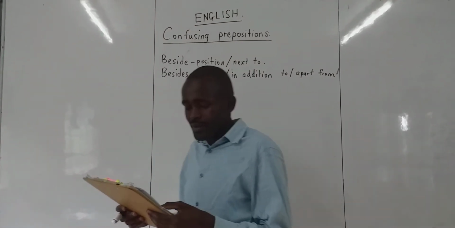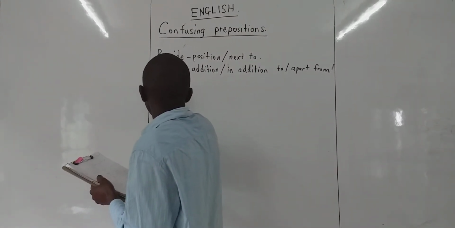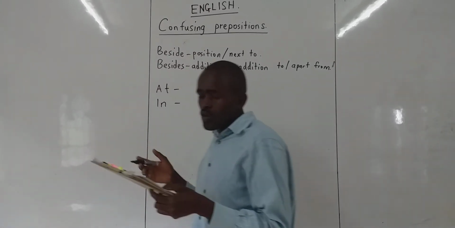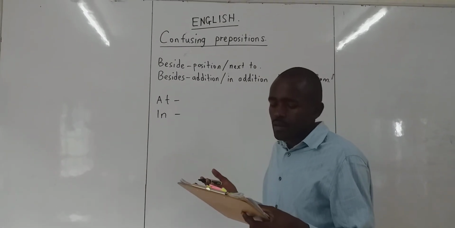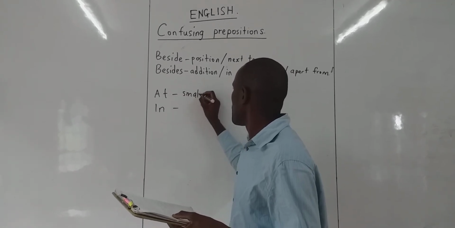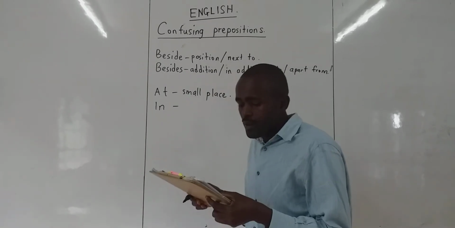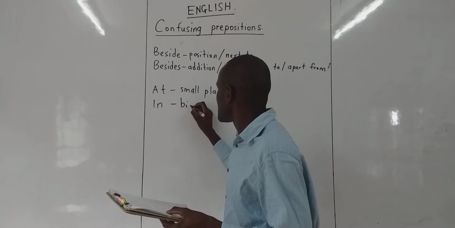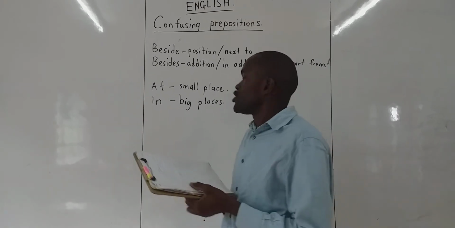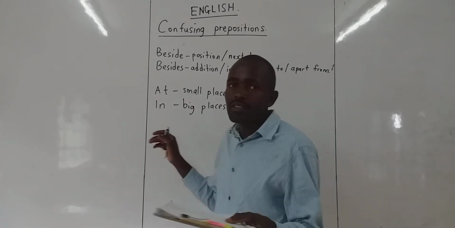we have another one. At and in. We want to show places. We use at to show a small place, and then we use in to show big places. Look here. At is used to show small places, while in is used to show big places. Always don't confuse these two.